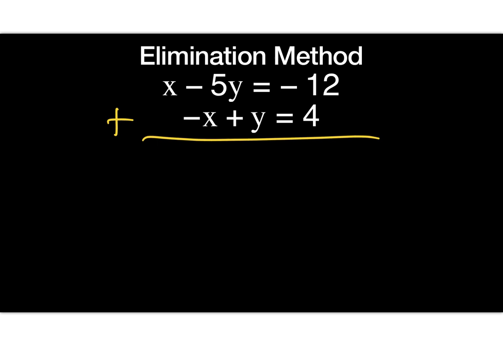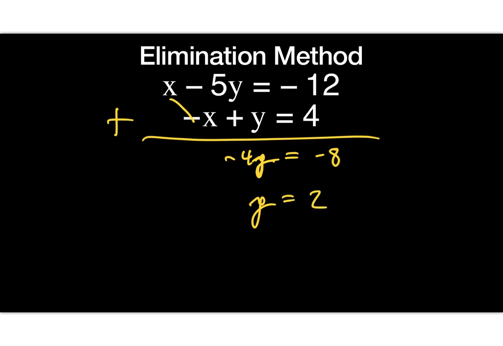So if I go x plus negative x, I get 0 x's. I have negative 5y and positive y add up to negative 4y. And negative 12 and 4 is negative 8, divided by negative 4. And typically we don't write the 0, so I'll just get rid of the 0. y equals 2. Then I got to pick one of the equations and plug that back in.